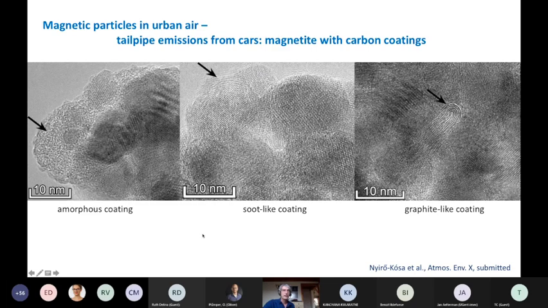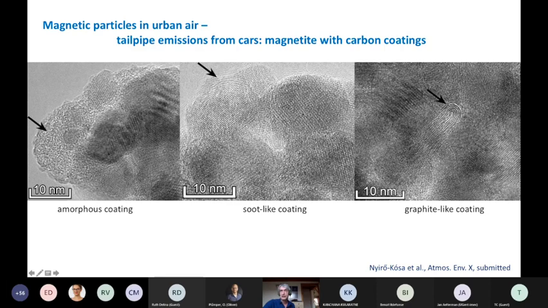Another interesting thing is when you look at these particles at high resolution, the first thing you notice is that these are small magnetite nanoparticles. They are all in random orientations, and they are always associated with carbon. Sometimes the carbon is just amorphous on them. Sometimes, in some places, it looks like soot, so there are some layers. And in some places, it's more ordered. It's almost like a nanotube. So this is the way carbon nanotubes are made.